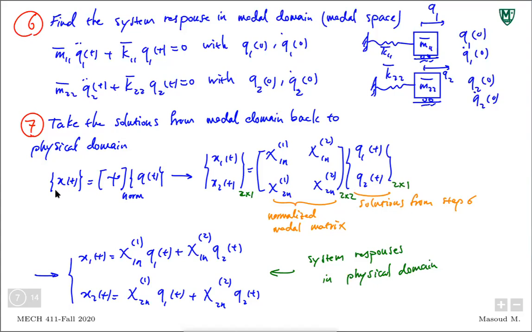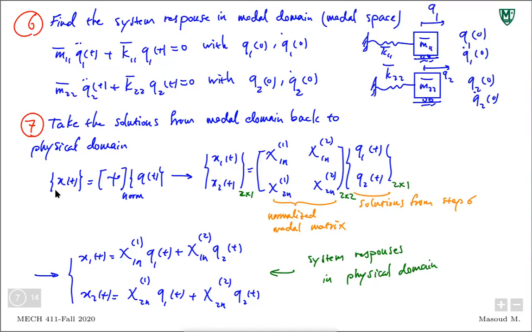In step 6, instead of having 2 equations of motion, if you have a system with 10 degrees of freedom, you're going to have 10 single degree of freedom systems in modal space and solve them one by one. So there is nothing new there. Everything you've learned so far about how to deal with single degree of freedom systems, you can apply in matrix form to a system with multiple degrees of freedom.